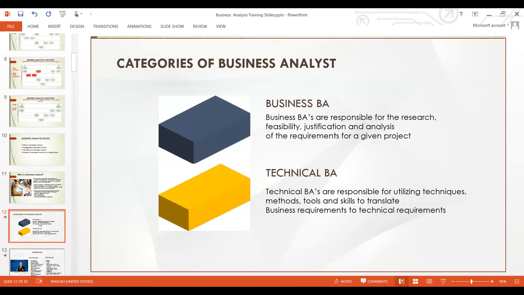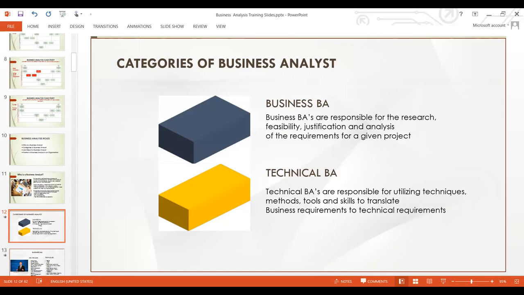Categories of business analysts. We have two categories of business analysts. You know, if you are searching for a job as a business analyst, you might be seeing technical BA required, business BA required. You might get confused. What is technical BA? What is business BA? Yeah, there are two categories.